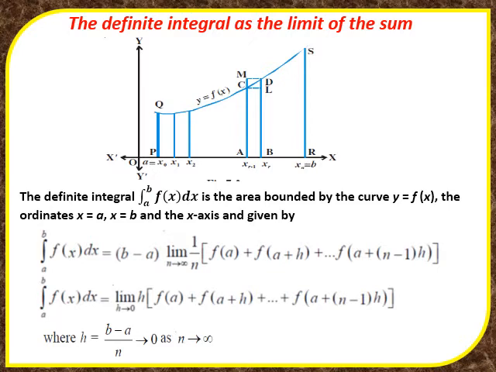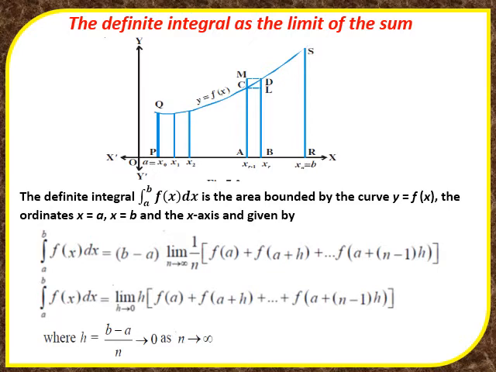In the limit a to b, this is given as integral a to b f(x) dx is equal to (b minus a), where b and a are our limits, upper limit minus lower limit, limit n tends to infinity, 1 upon n, [f(a) plus f(a plus h) plus and so on, f(a plus (n minus 1)h)]. Or this can also be written as integral a to b f(x) dx equals limit h tends to 0, where h is equal to (b minus a) upon n, tends to 0 as n tends to infinity. Clear? And this is equal to limit h tends to 0, h [f(a) plus f(a plus h) plus and so on, plus f(a plus (n minus 1)h)].